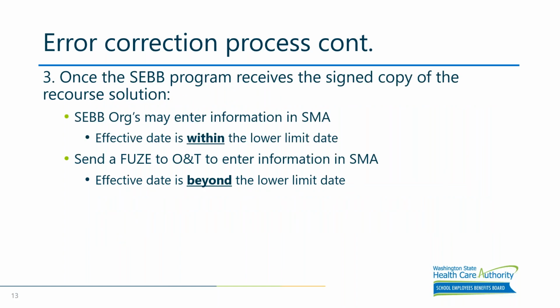So once the SEBB program receives that signed copy of the recourse solution, the SEBB org may enter that information into SEBB My Account if the effective date is within the lower limit date. And if it's outside of that lower limit date, then you must send a Fuse to outreach and training to enter that information into SEBB My Account for you. SEBB My Account will not let BAs enter information that's beyond the lower limit. Doesn't allow you access.